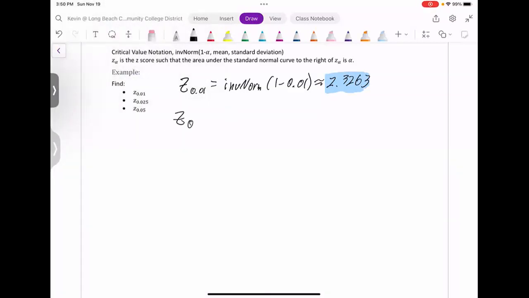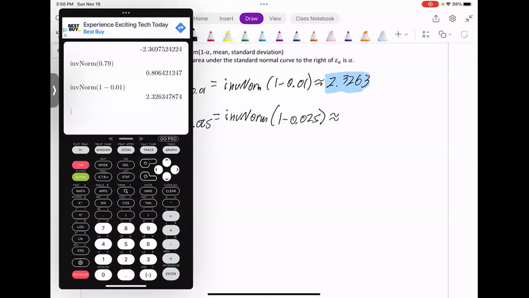Let's do Z sub 0.025. Let's see what we get. Second, distributions, inverse norm, 1 minus 0.025. I typed that in incorrectly. Let's do that again. Second inverse norm, 1 minus 0.025. This is about 1.9600.